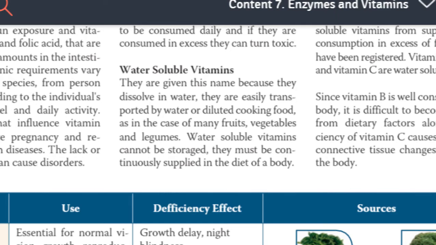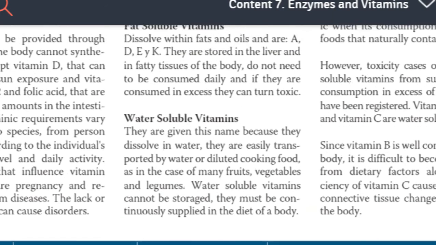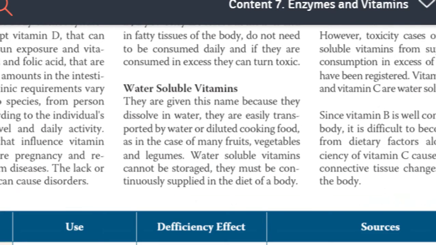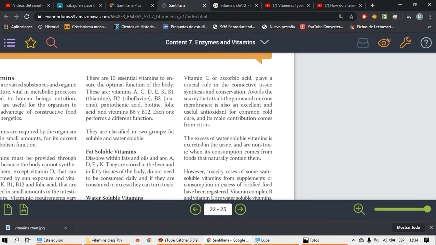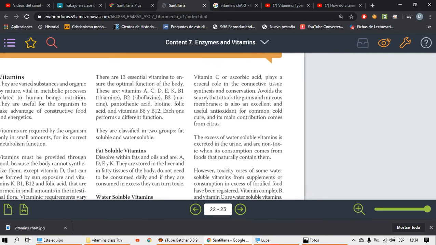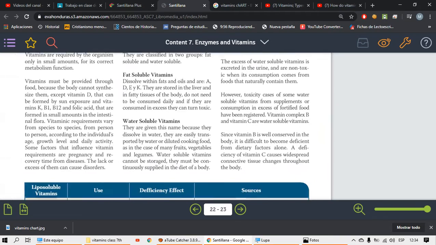About the water soluble vitamins, they are given this name because they dissolve in water. They are easily transported by water or diluted in cooking food, as in the case of many fruits, vegetables, and different kinds of legumes. The water soluble vitamins cannot be stored. They must be continuously supplied in the diet of the body. We need to consume them daily if it's possible. If we want to see examples, vitamin C, the ascorbic acid, is present in fruits like the pineapple, the orange, lemon, and many others.